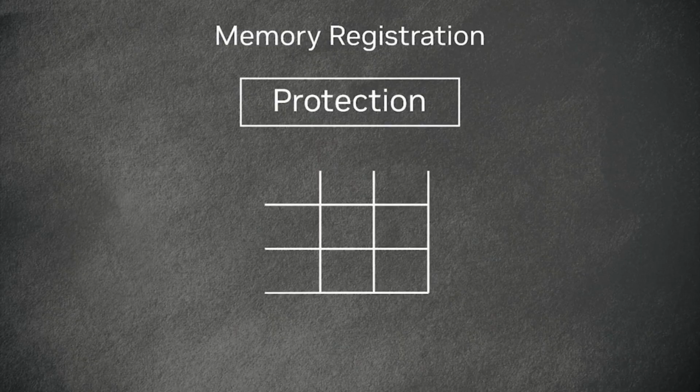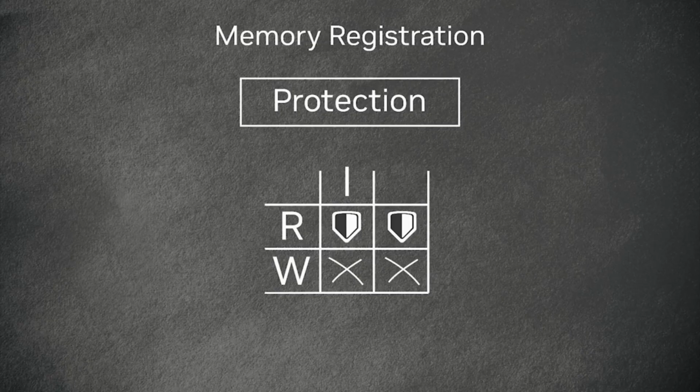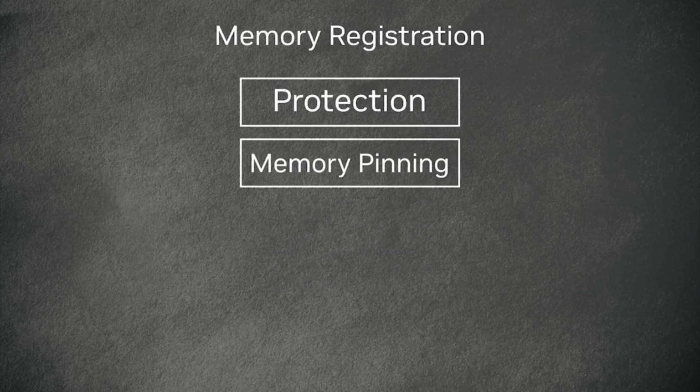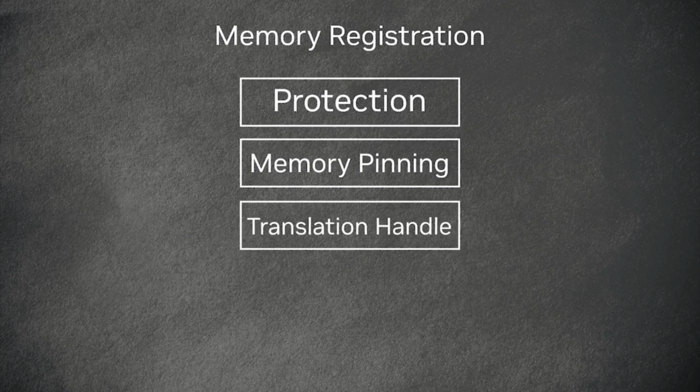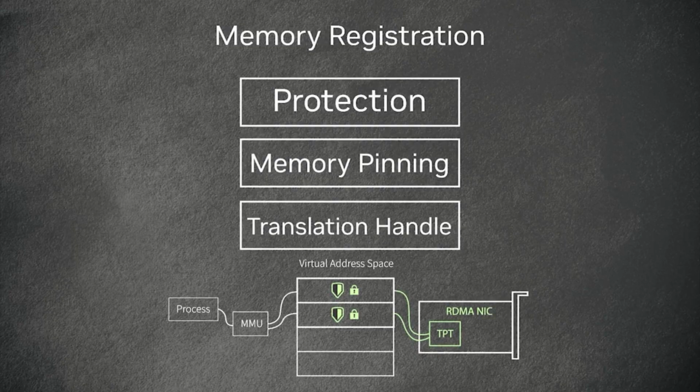Registered memory has 3 properties. The first is protection, where there is a range of virtual addresses with access permissions for reading and writing, or for accessing locally and accessing remotely. The second property is memory pinning, meaning that the physical memory is locked in place. The third property is the translation handle, which is used to access the memory from the hardware itself.